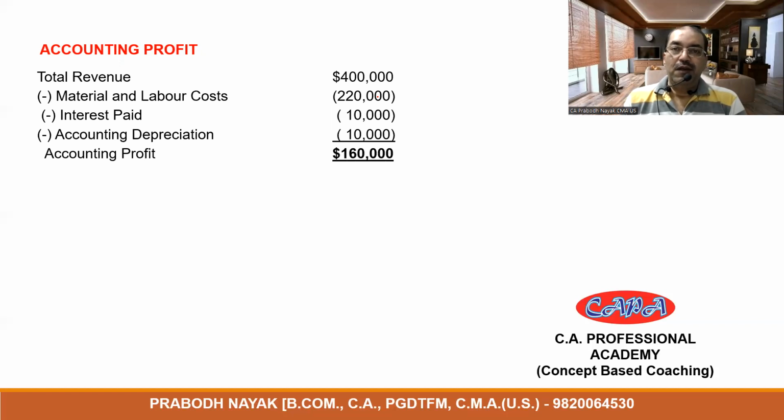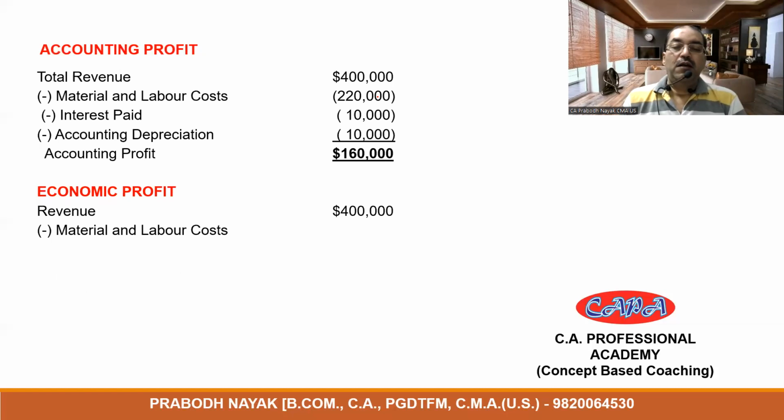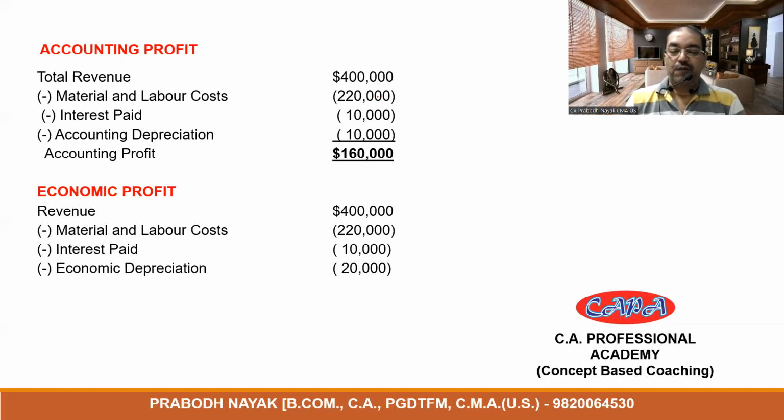Now let us see what is the economic profit. Economic profit is made up of explicit cost as well as implicit cost. So I start with total revenue, $400,000. Material and labor cost as usual, $220,000 explicit cost. Interest paid $10,000. Now, I will not take accounting depreciation of $10,000, but I will be taking the economic depreciation, an implicit cost of $20,000.